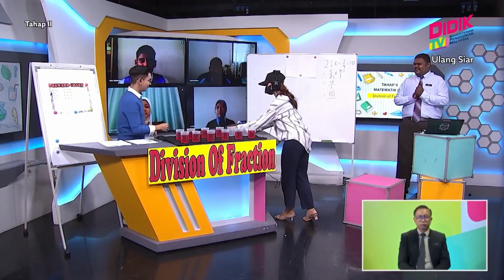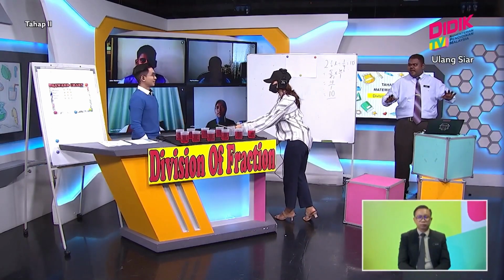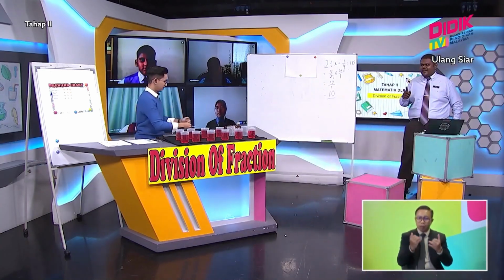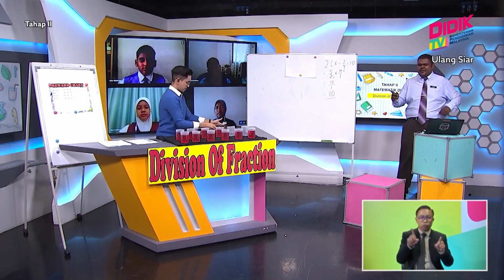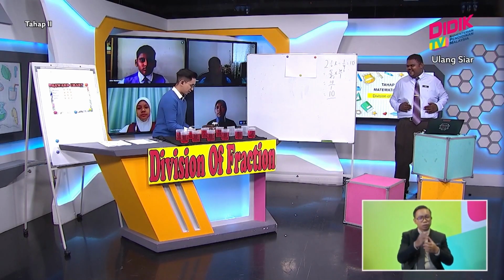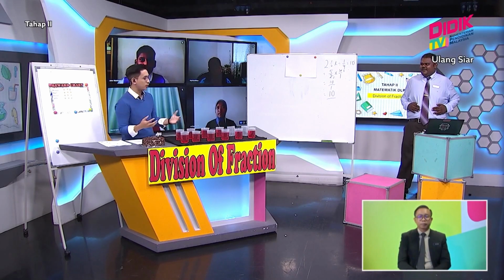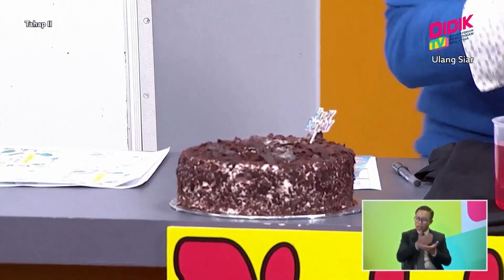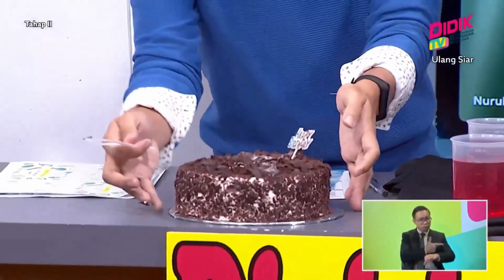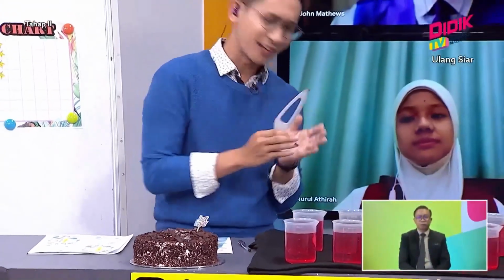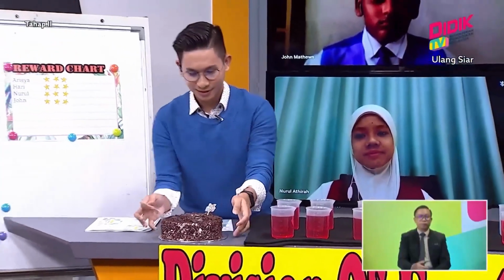Okay. Chris, since we have 8 of us here and you have learned division today, now you're going to cut the cake into 8 equal parts and share it with all of us here. But first, before I cut the cake, we have to sing the song. Exactly. Can I have a birthday song, please? How did you know it's my birthday? Oh, thank you so much.